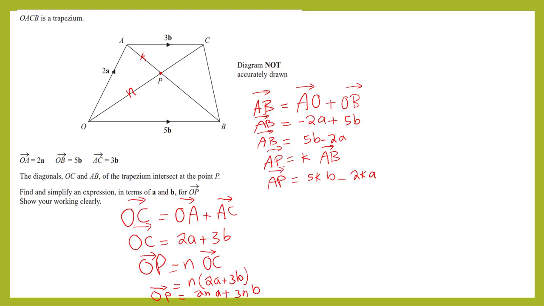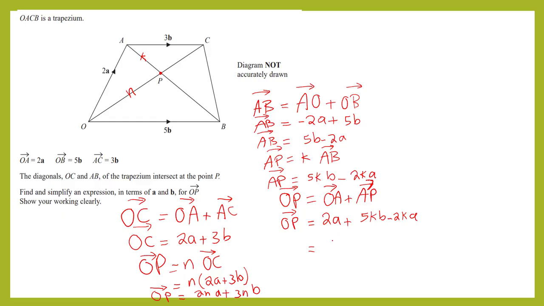And we already found OP. OP is n of OC. Now, if we want to find OP as a normal vector, OP is going through O till A, then A till P. So if we want to find OP, it will be going through OA, then we will add AP. So OA is 2a plus AP, which is, we just found AP, which is 5kb minus 2ka. This is OP. So just simplify it.